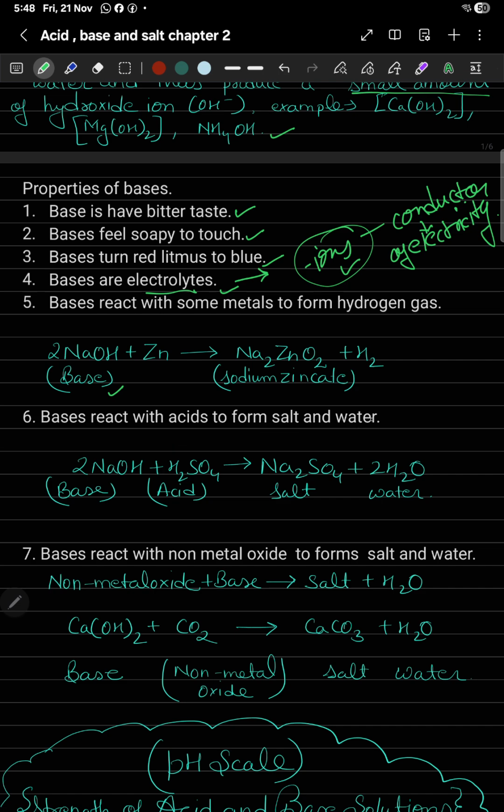Bases react with acid to form salt and water. When any base reacts with an acid, then what will be the reaction? Number of times I told you that when base reacts with an acid, it gives you a neutralization reaction. That means salt and water is formed. But you have to mention the reaction also. So just learn properly, because any reaction cannot be balanced if you don't know the product. So please remember what the product is after the reaction. This is called the reactant side, and this is called the product side.